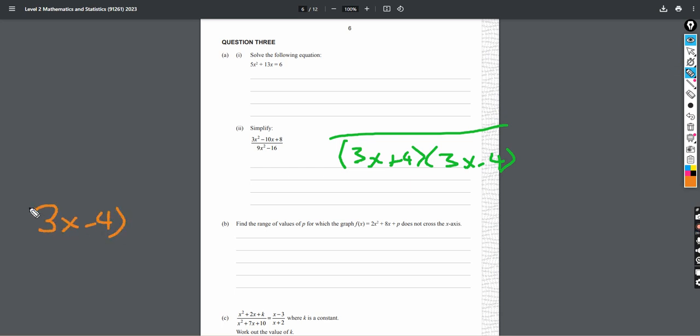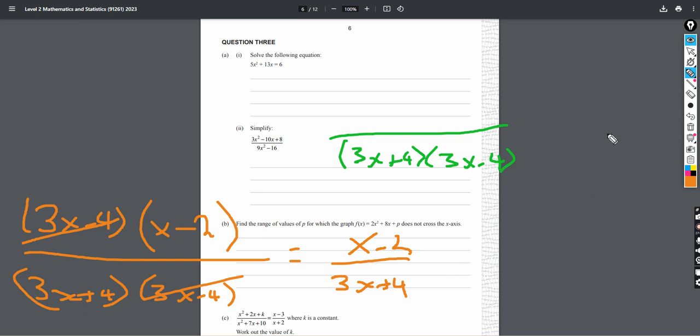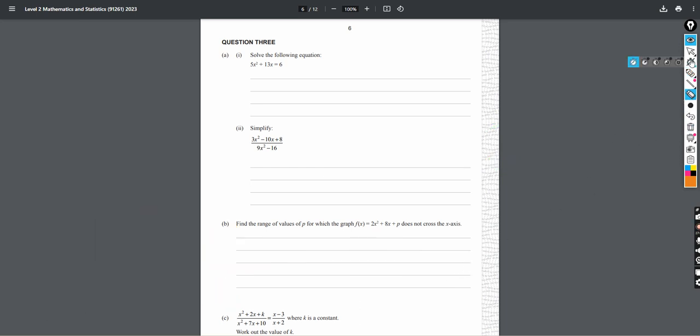I sure hope 3x minus 4 is a factor. It's going to be x plus 2. No, x minus 2, which I think works. I think that works out perfectly. Okay, that's on top. On the bottom we have 4 times 3x minus 4, so we can cancel through by this, and we get x minus 2 on 3x plus 4. That's the simplified version.